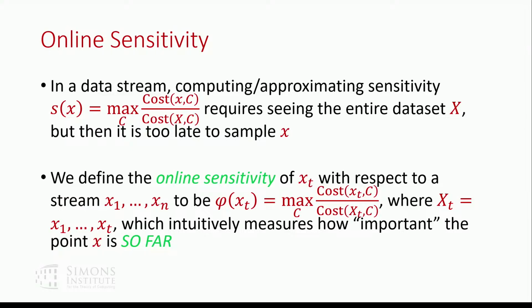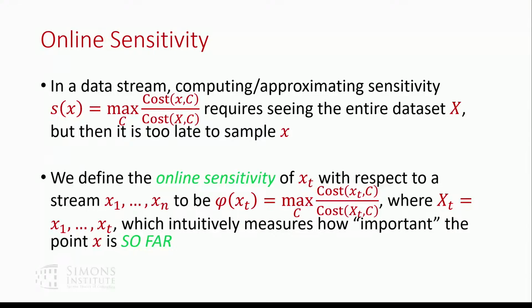I think one of the first contexts it was considered was in regression by Kamen authors. So instead of looking at the contribution of a point to the overall data set in terms of cost, we look at the ratio of the point to the overall data set that has arrived so far. So how far a point is with respect to the prefix of points that have arrived. So you can tell immediately that the online sensitivity is bigger than the overall sensitivity. But how much bigger can it be?